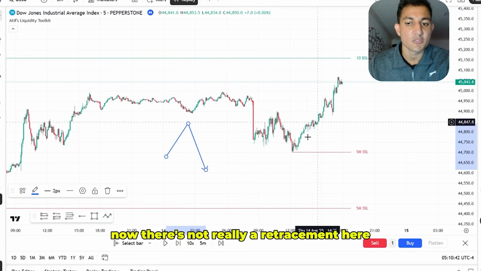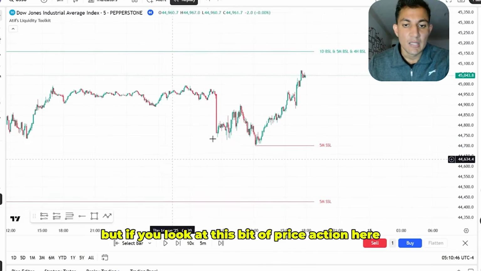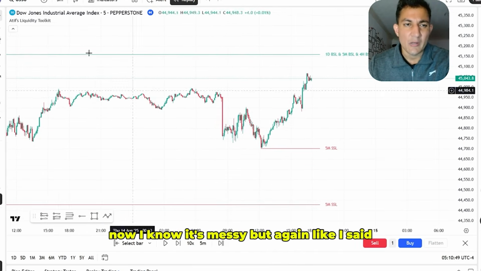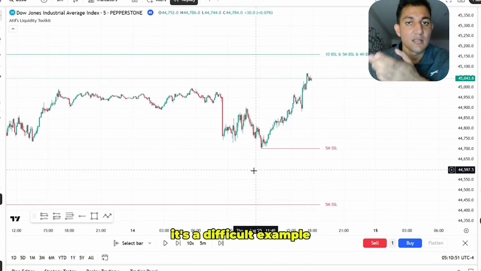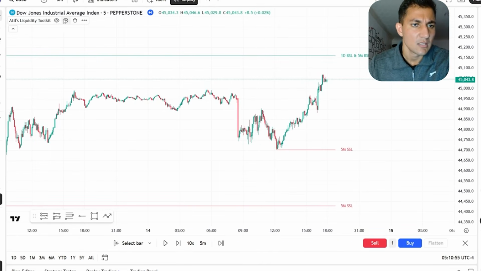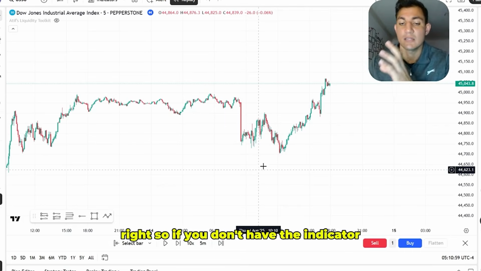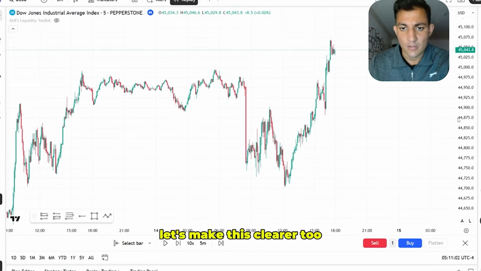Now, there's not really a retracement here, which is why I'm going to go into the 1-minute chart and show you it. But if you look at this bit of price action here, now I know it's messy, but again, like I said, it's a difficult example. So if we look at this price action here, let's just remove the indicator and turn this off. I want to show you how to do it on just naked charts, right? So if you don't have the indicator, this is how you would do it. Let's make this clearer too.